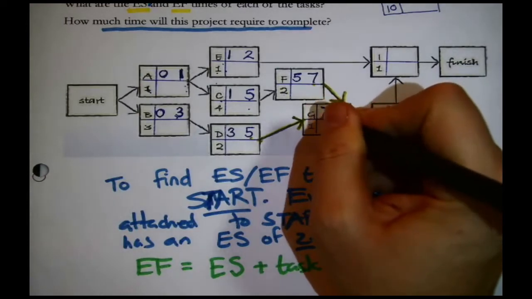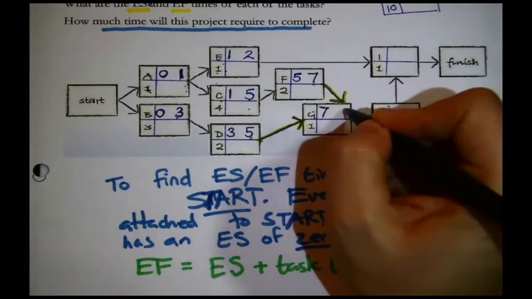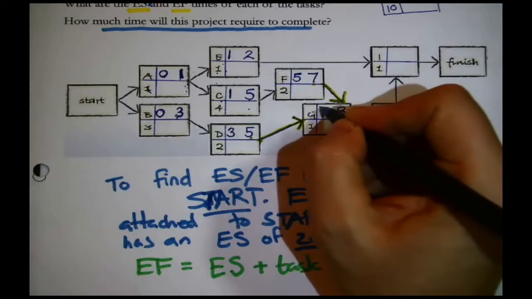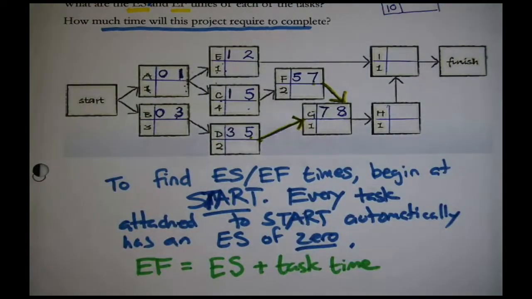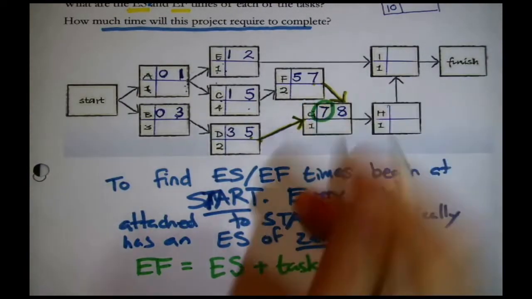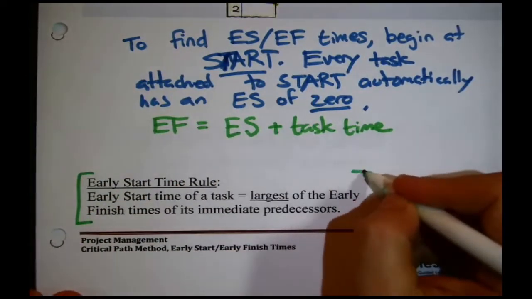That means that G, at the very earliest, we could start on that in 7 days, and then just arithmetic, 7 plus 1 is 8. Its early finish time is 8. And the logic that we used to come up with that 7 right there, that is the so-called early start time rule. It's actually stated on this note page.